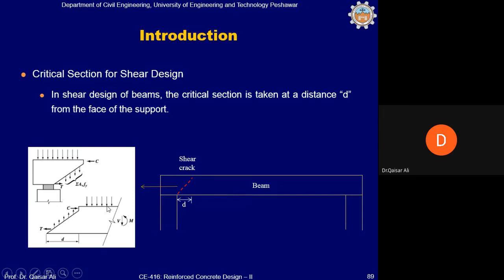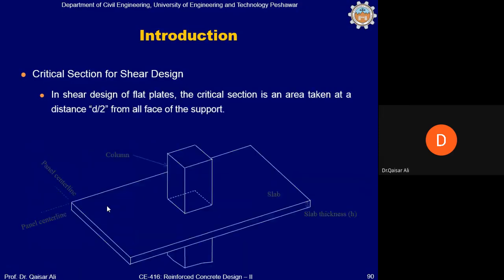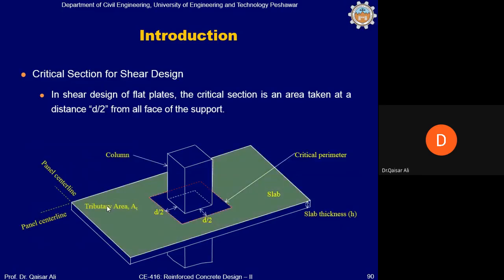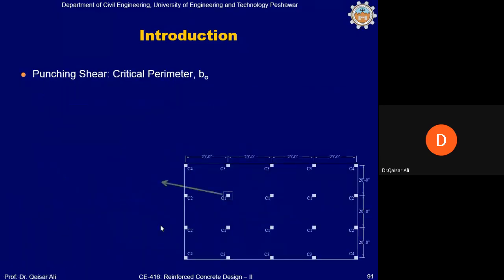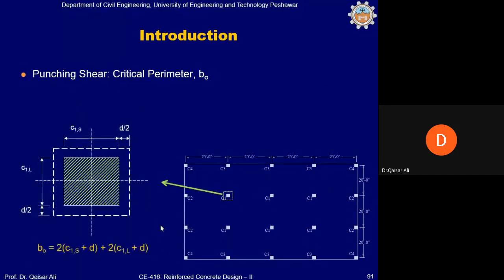In a similar manner, the critical shear in the case of punching shear is taken at a distance of d by 2, and the green area is used as tributary area for the punching shear. This tributary area is calculated in this manner. For one of the interior column, this can be calculated very easily.